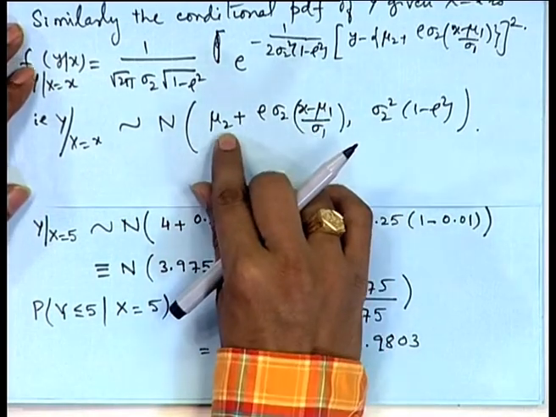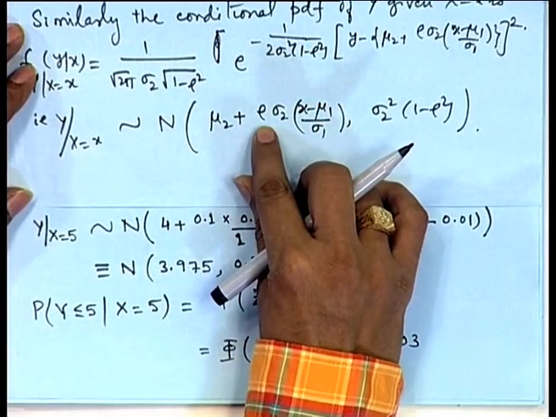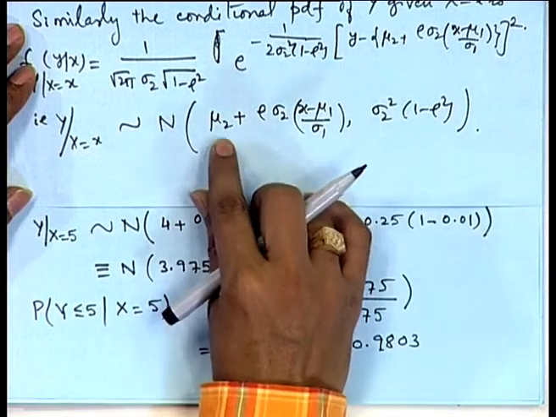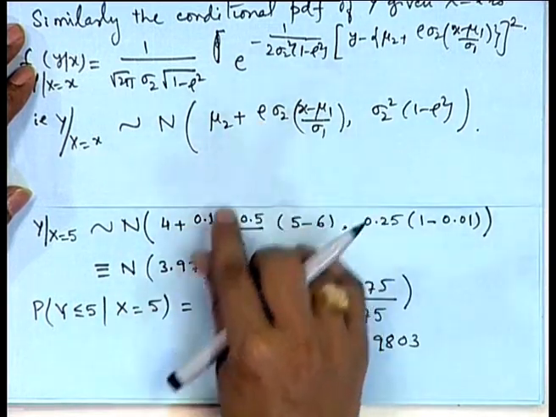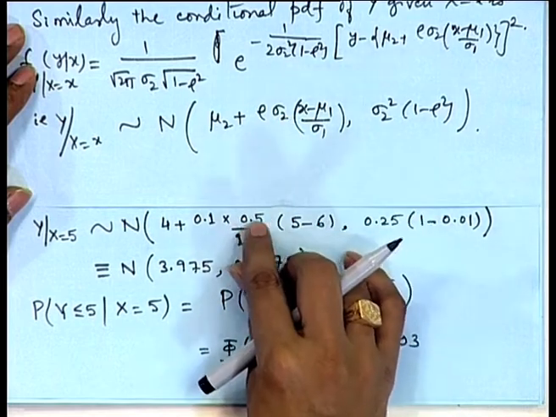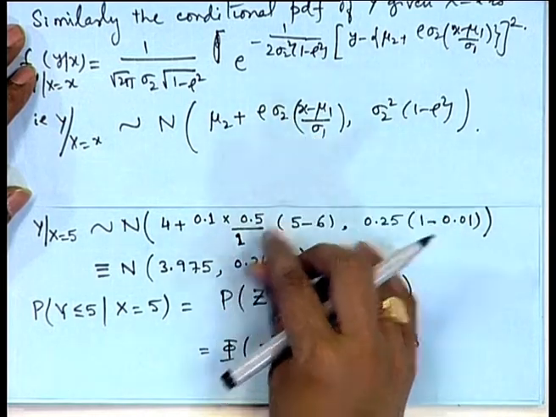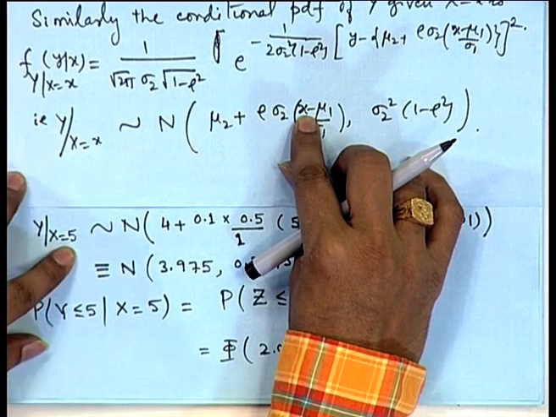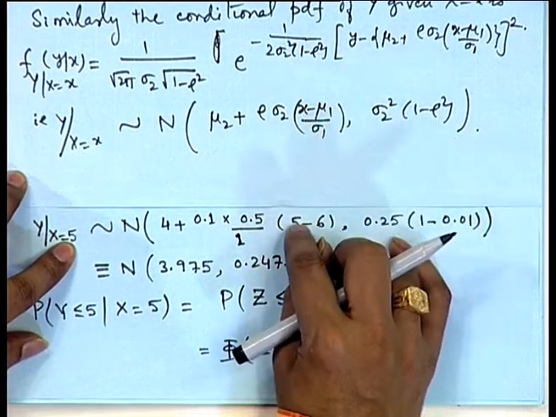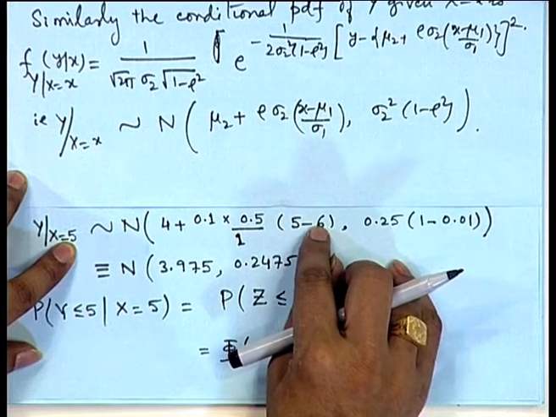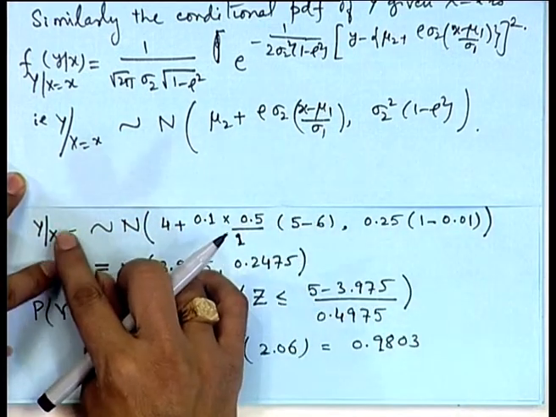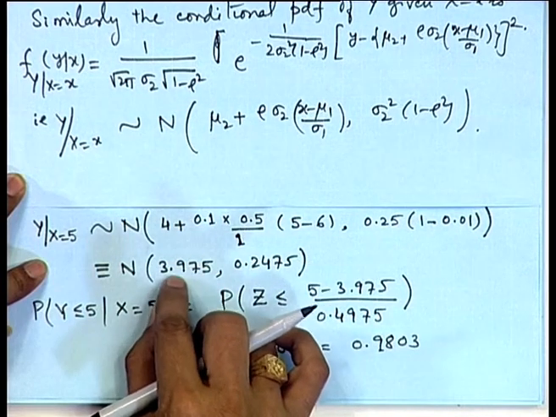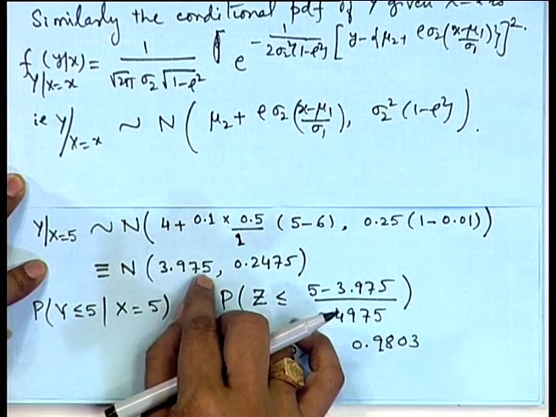Now, making use of the conditional distribution of y given x, which is normal with mean mu 2 plus rho sigma 2 (x minus mu 1) by sigma 1. Here mu 2 is 4, rho is 0.1, sigma 2 is 0.5, sigma 1 is 1, the point x is 5 and mu 1 is 6. This is the mean of the conditional distribution of y given x. After simplification this turns out to be 3.975.